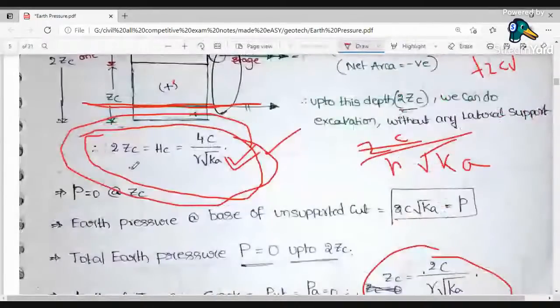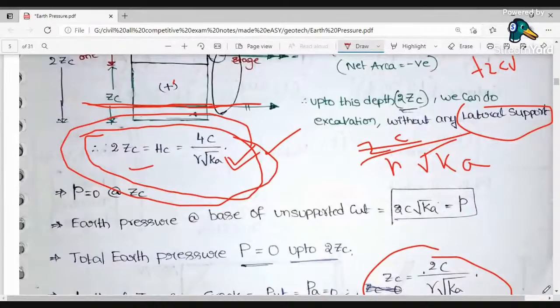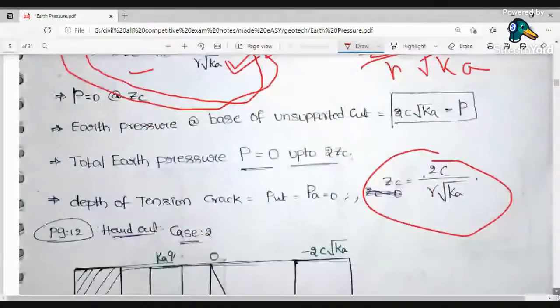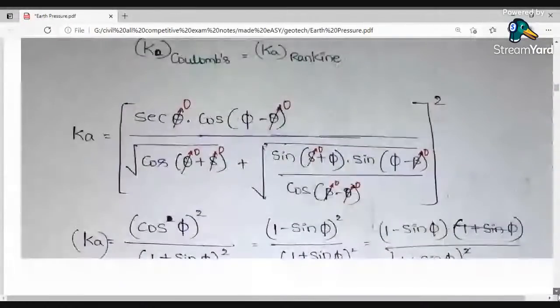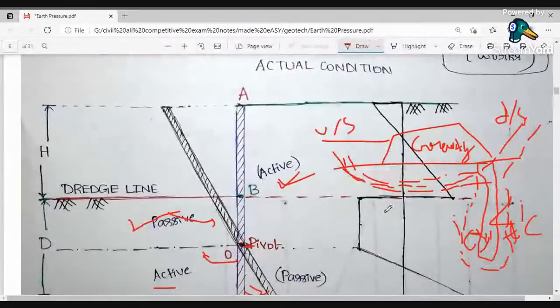And we also discuss about the tension crack, and also the lateral support, what tension crack is, and we discussed their formulas. Next we also discuss about the sheet pile wall.